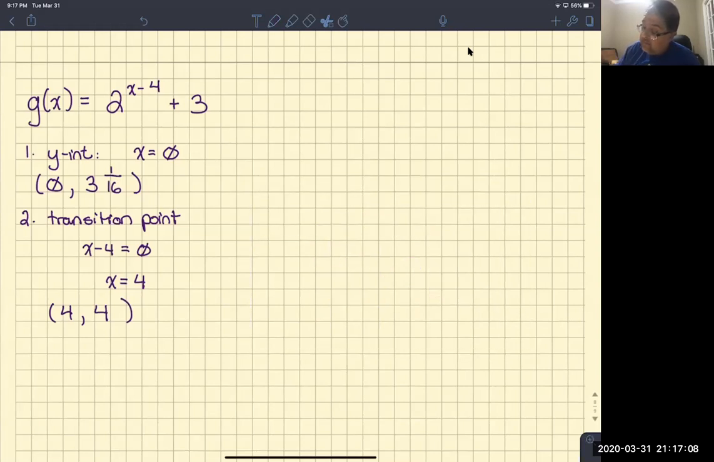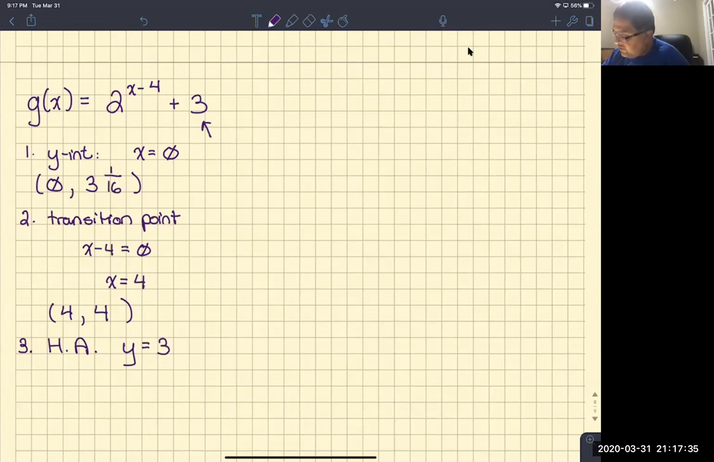Now, the next thing we want to do is determine the horizontal asymptote. So remember, the horizontal asymptote is normally y equals 0, unless I have something added or subtracted to the outside. Well, what do I have added or subtracted to the outside? I have 3. So the horizontal asymptote is y equals 3.